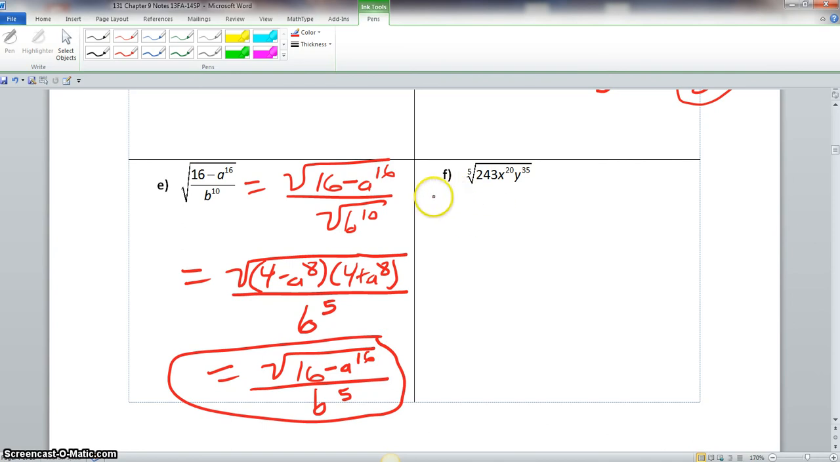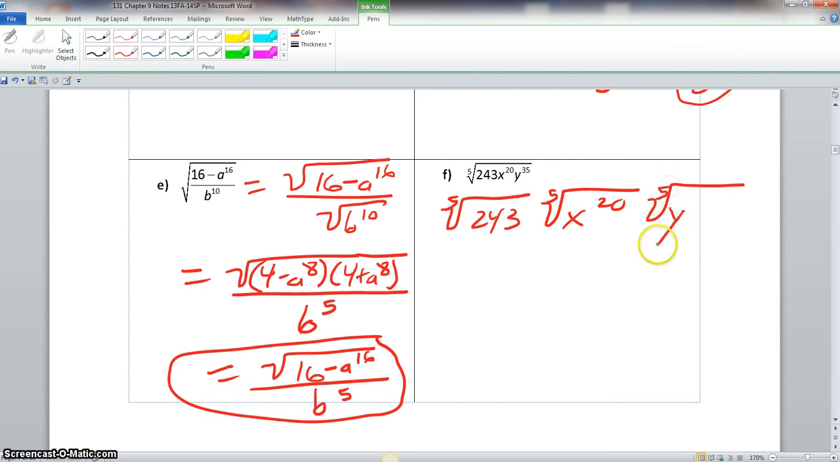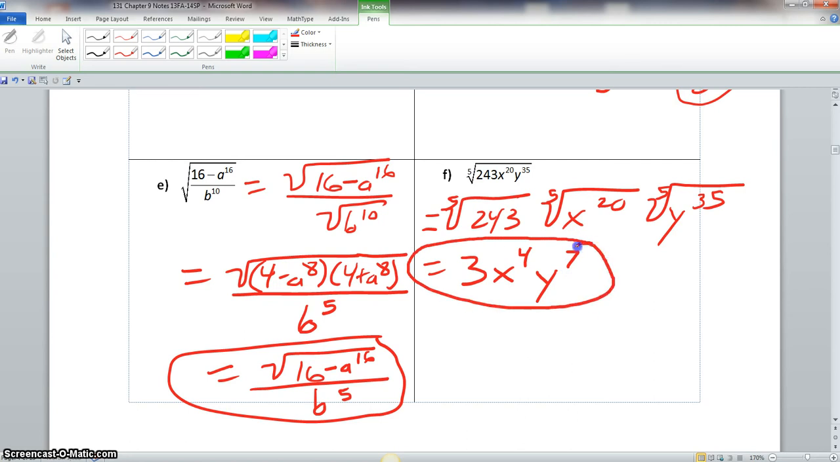Now we come here to F. Now we would separate this. We have the 5th root of 243, the 5th root of x to the 20th, and the 5th root of y to the 35th. The 5th root of 243 is just 3. The 5th root of x to the 20th, we know that would be 20 divided by 5, which would give us x to the 4th. And the 5th root of y to the 35th, 35 divided by 5 is 7, so it would be y to the 7th. And that's it.